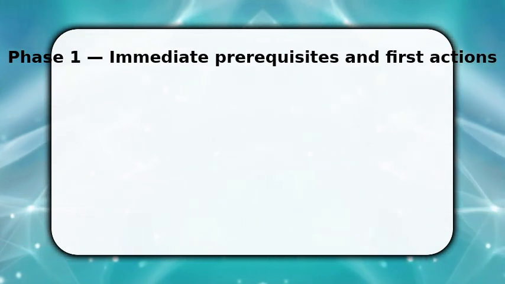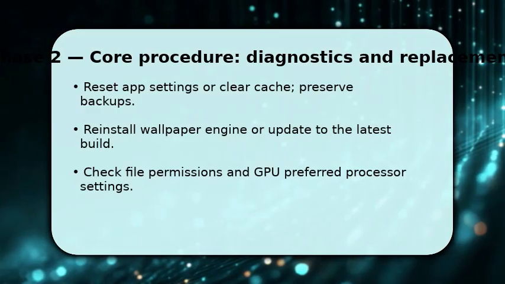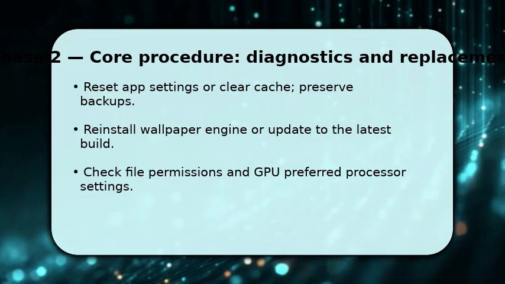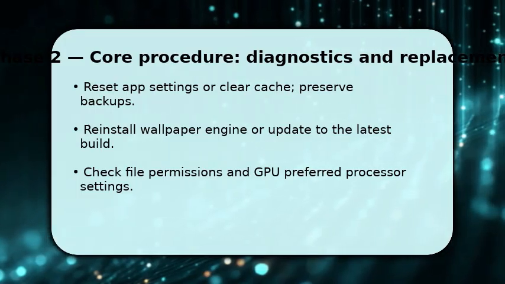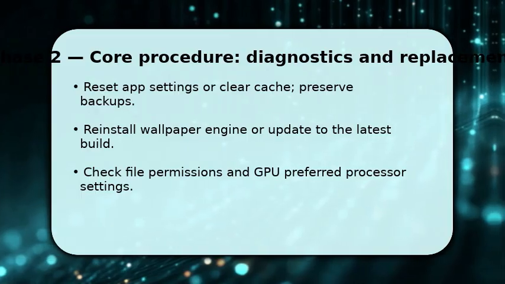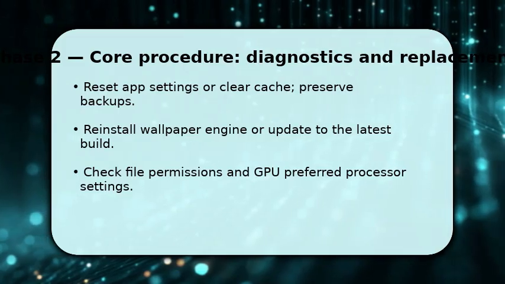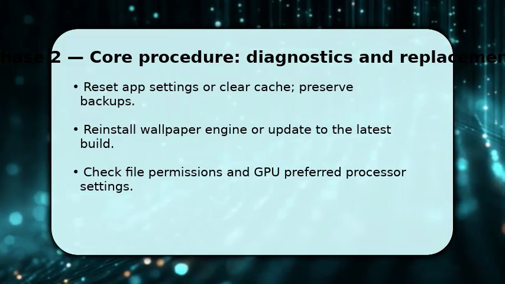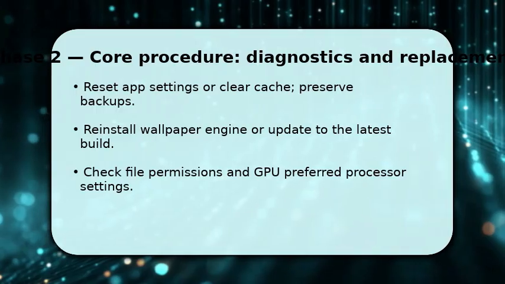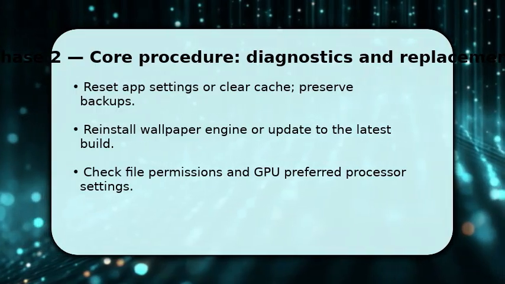Act now and proceed. You now tackle the more complex middle steps to restore live behavior. First, reset the app settings or clear its cache. This removes corrupted preferences. Make a backup first so you can revert. If that fails, reinstall the wallpaper application or apply the latest update because file mismatches can stop playback.